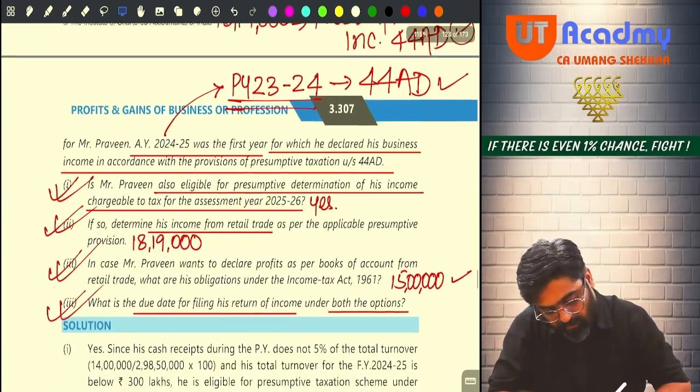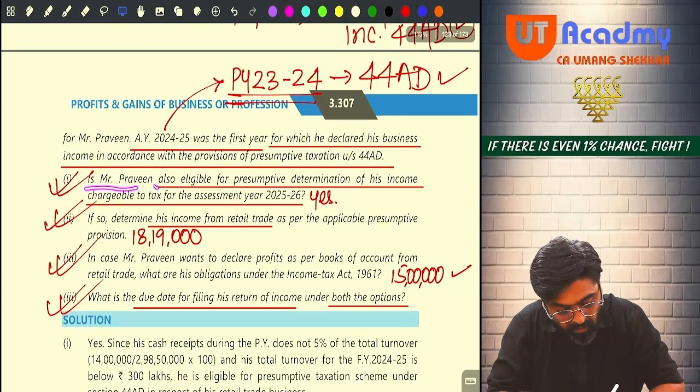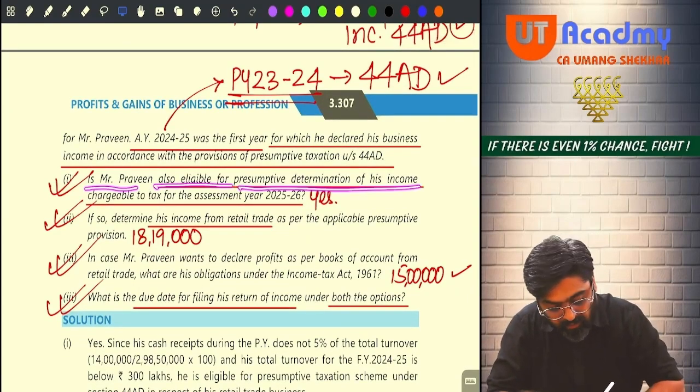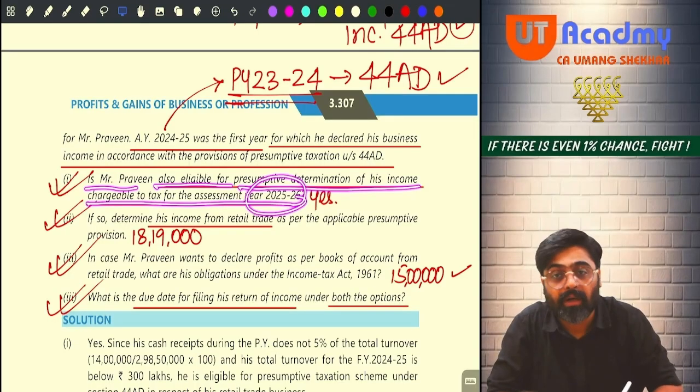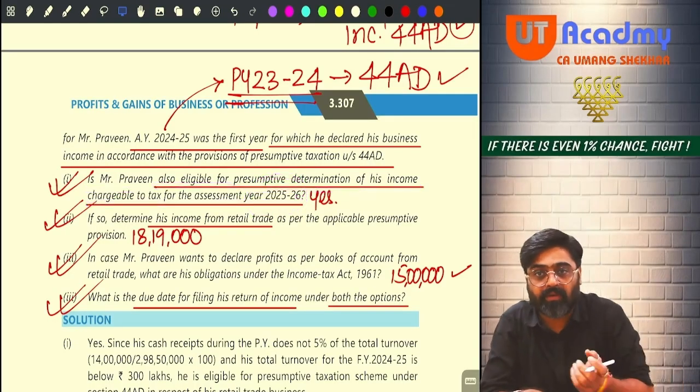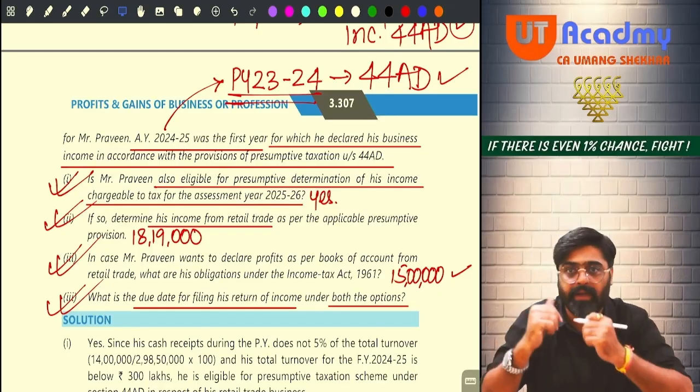So they are telling you, is Mr. Praveen also eligible for presumptive determination of income chargeable to tax for this year? Assessment year 25-26, means previous year 24-25. Yes, he is eligible and we have already done that.